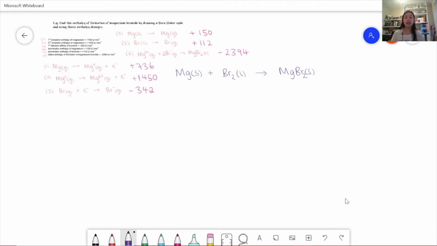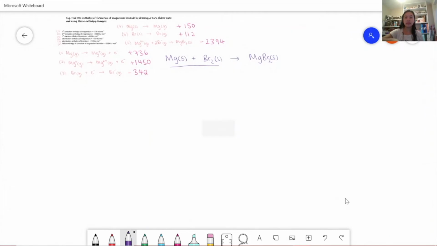And so now we can get on to the actual cycle. So I start off with this side of the equation and I plot it down. So I'm just going to zoom out a bit further. So I'm going to plot it quite far down. So magnesium plus bromine liquid. And instead of putting the right side of the equation on the right like we normally do, I'm going to put it underneath. So I have a magnesium bromide solid underneath.